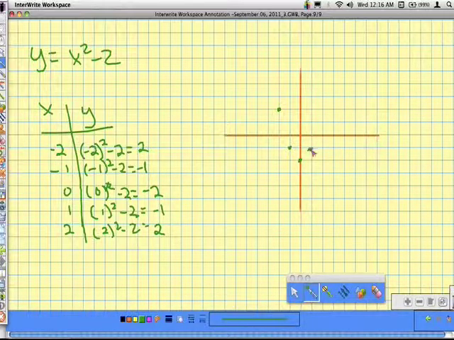Now this time it's not a straight line, so we're going to make a smooth curve. Or as smooth as I can make it on my pad here. And there we go. So there's our parabola. So again, isolate a variable, plug and solve, use the values that you came up with to plot your points, and that's going to get you the shape of your graph. Alright.